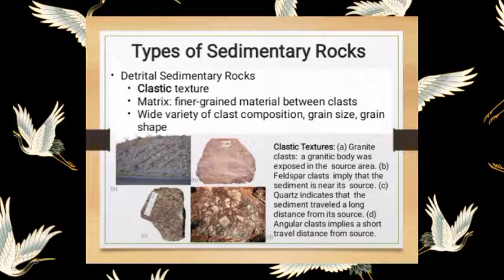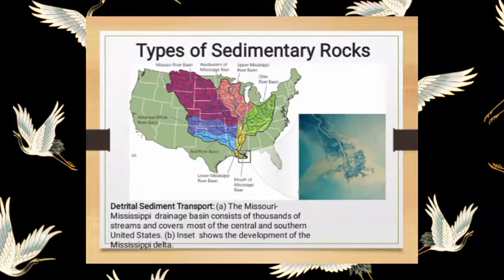Types of sedimentary rocks. Detrital sedimentary rocks ay mayroon siyang mga characteristics, which is the clastic texture and the matrix, finer-grained material between clasts, wide variety of clast composition, grain size, grain shape, and the clastic textures. A. Granite clast, a granitic body was exposed in the source area. B. Feldspar clast implies that the sediment is near its source, and C. Quartz indicates that the sediment traveled a long distance from its source. Angular clast implies a short travel distance from source.